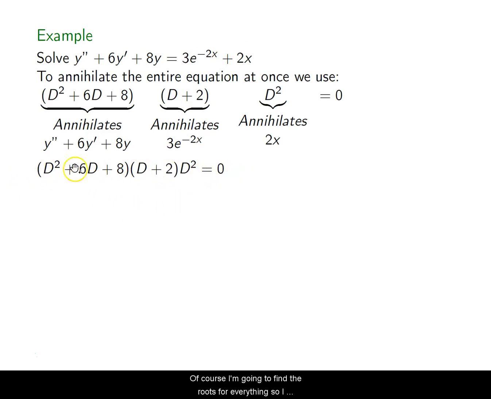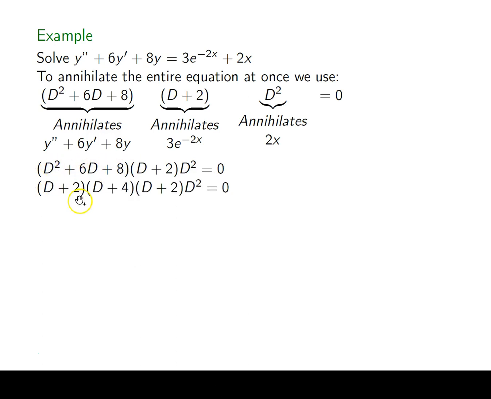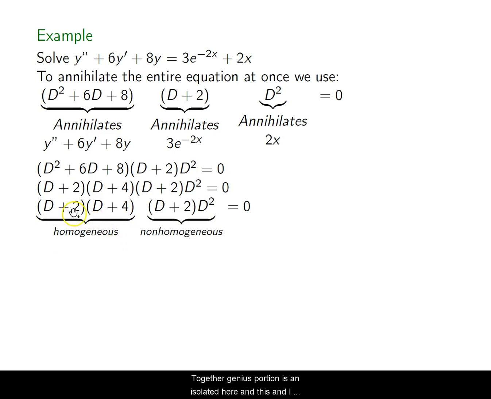Of course I want to find the roots for everything, so I can factor this. I have D plus 2, D plus 4, D plus 2, D squared. Notice I have D plus 2 twice, but for right now I'm going to keep them separate, because this annihilates the homogeneous and this annihilates the non-homogeneous. So for right now I'll keep them separate, and again, we can group those together later.